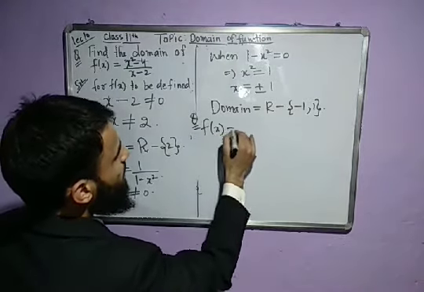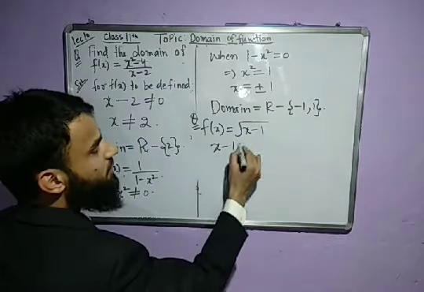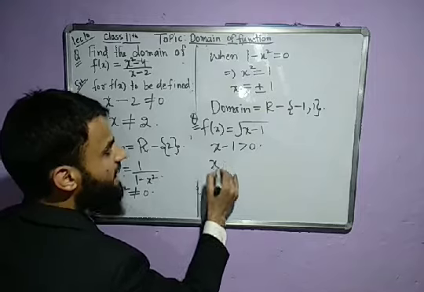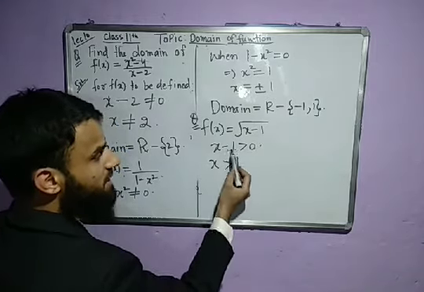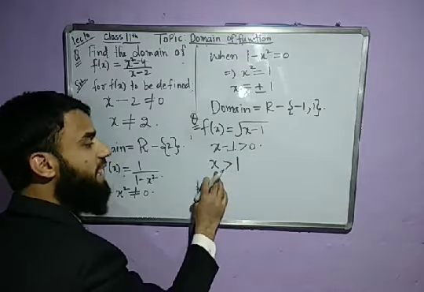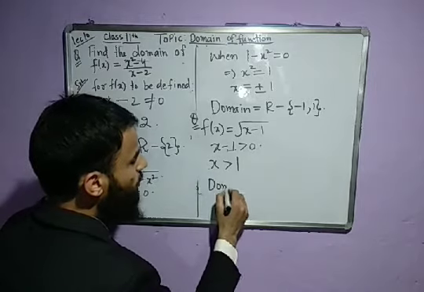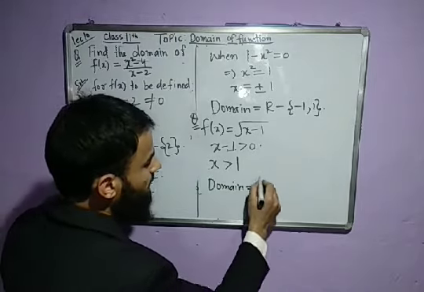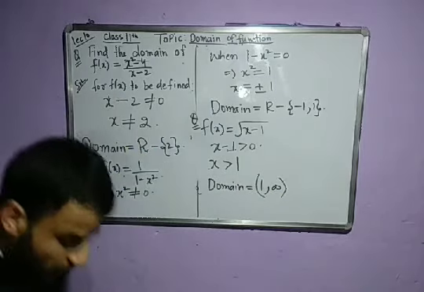f(x) is equal to under root of x minus 1. For this function to be defined, x minus 1 should be greater than 0. If I transpose this minus 1 to the left-hand side, I will get x is greater than 1. It means x should not be equal to 1. x should be greater than 1. This is the domain. So the domain is nothing but 1 to infinity, excluding 1. Okay.